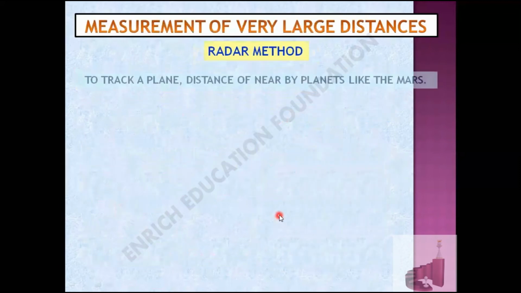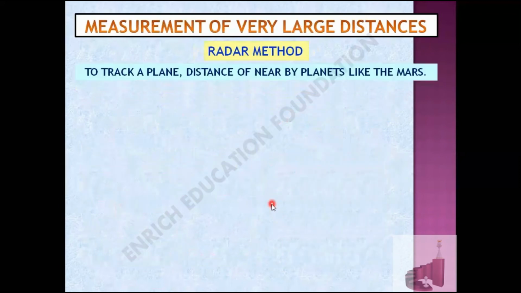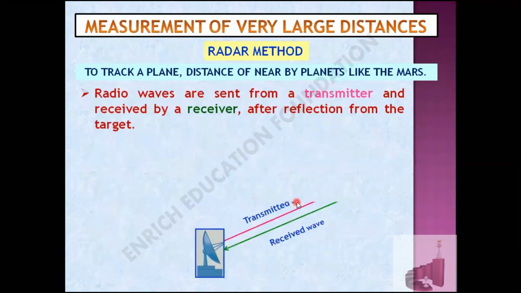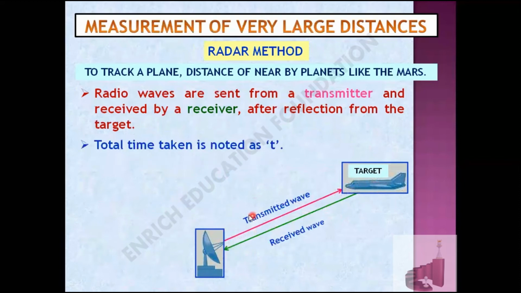The third method of measuring large distances is called the radar method. This radar method is used to track a plane or an enemy submarine. In this, radio waves are sent from the transmitter. Once after hitting the target, the waves return back and are collected by the receiver. The time taken from its starting point till it reaches the receiver is noted as t.